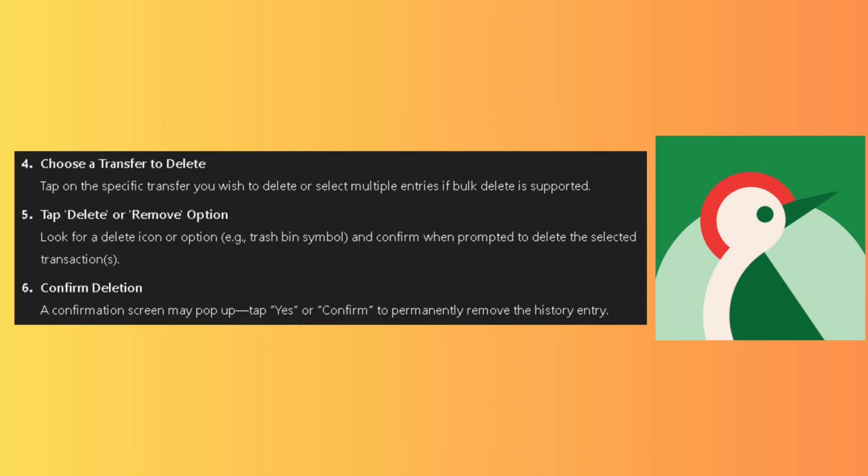Confirm deletion. A confirm screen will pop up. Tap yes and confirm to permanently remove the history entry.